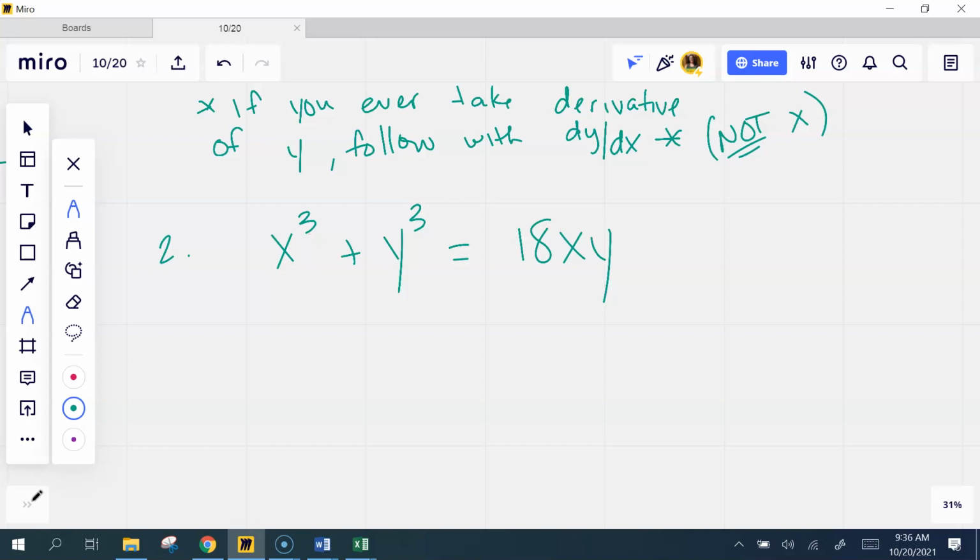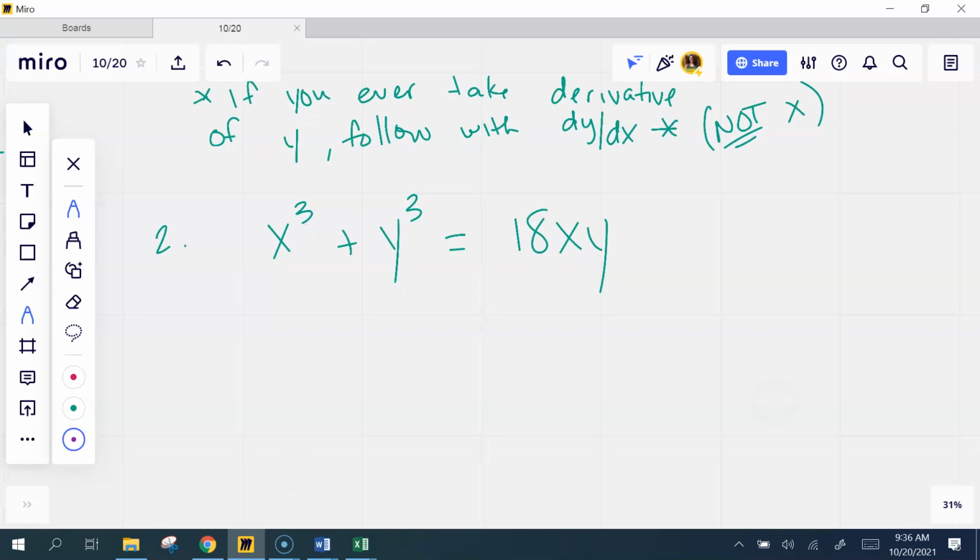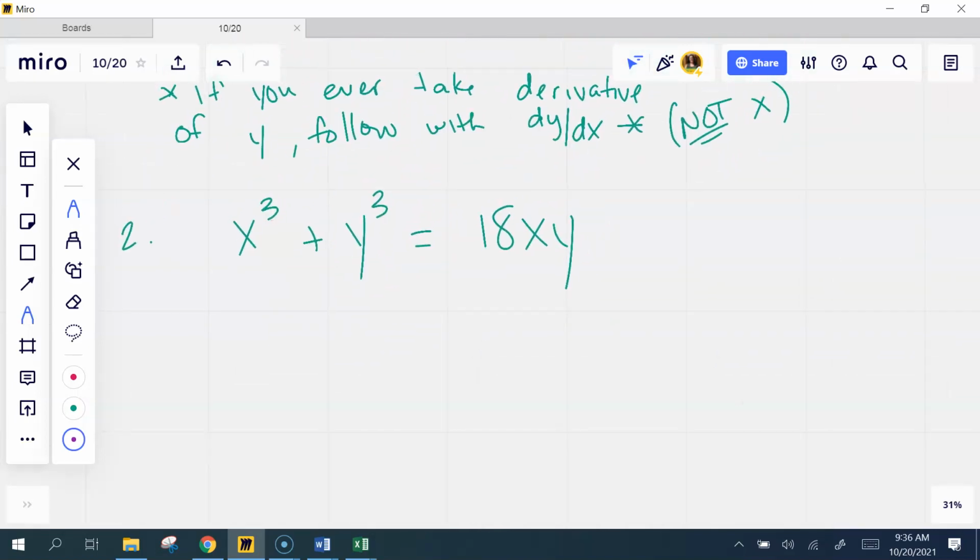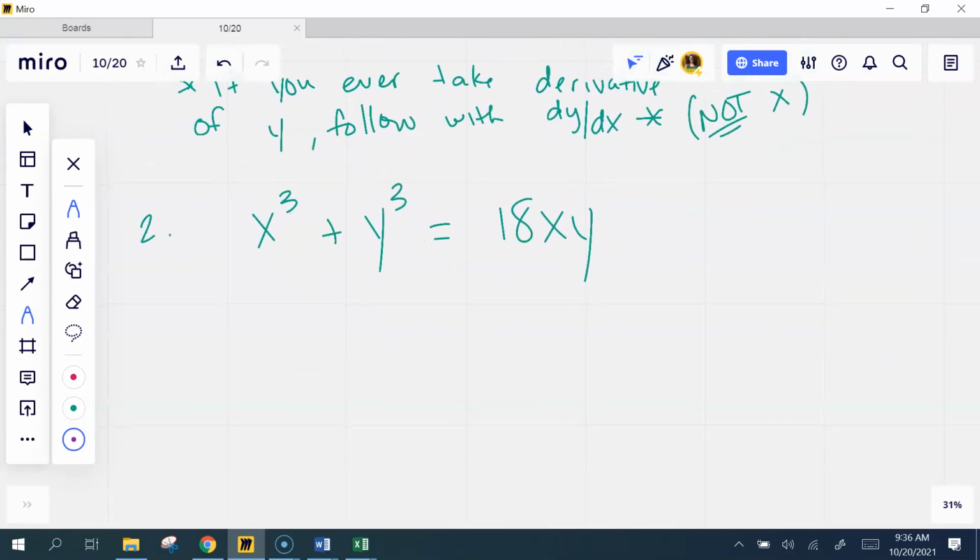Let's do this one together, and then you can do one by yourself. It's a little bit hard to try to do by yourself to start with, without having worked through an example. All right, derivative of x cubed: 3x squared. Derivative of y cubed: 3y squared times dy dx. There you go, don't forget that. And then it's going to equal 18x.